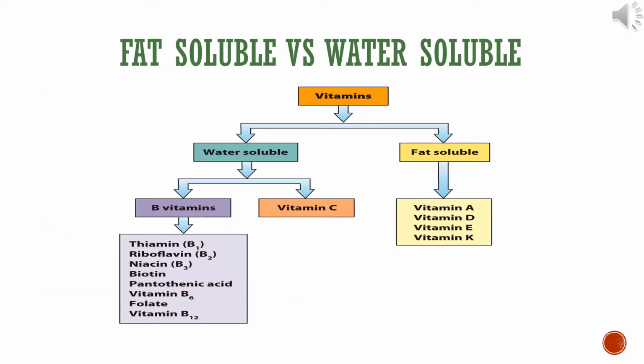There are two different groups of vitamins. We have fat soluble and water soluble. Water soluble, that includes vitamin C and then all of the B vitamins listed on the left side of the screen. The fat soluble vitamins, that is vitamin A, D, E, and K.